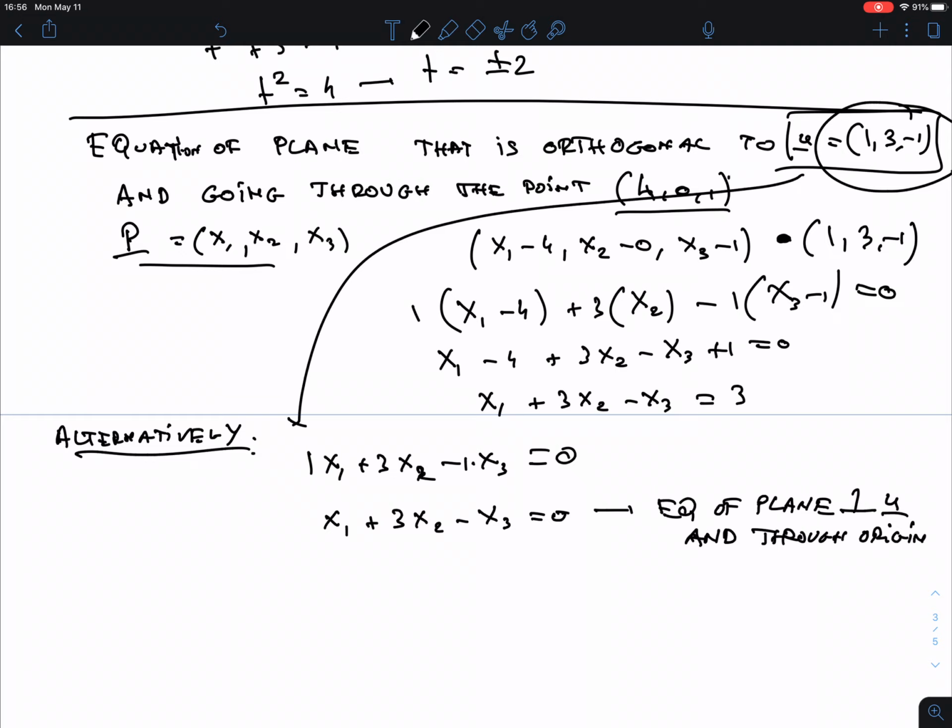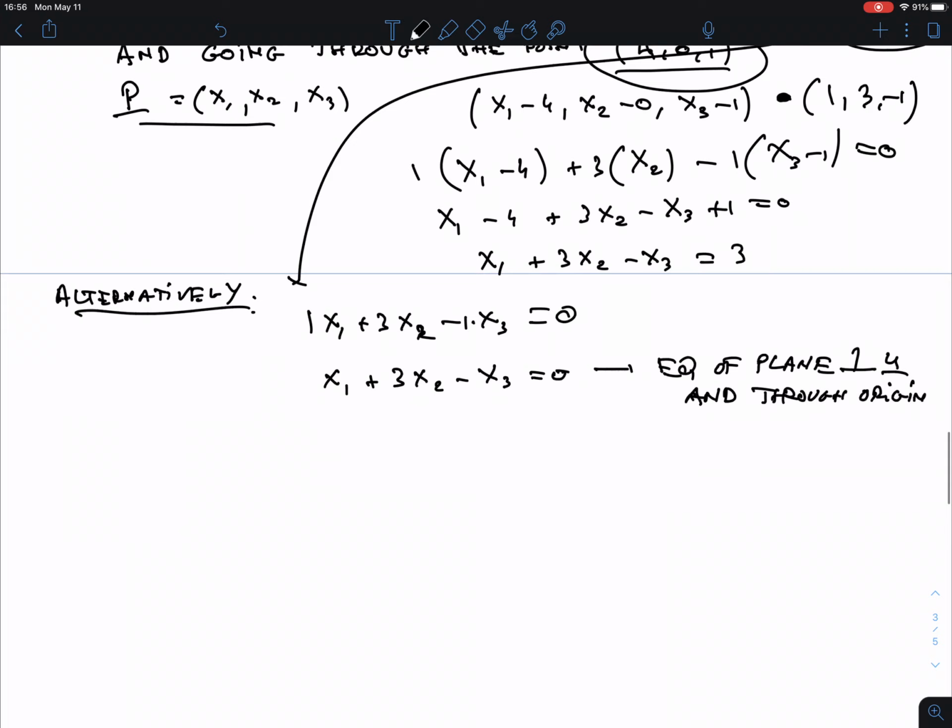Now that's not what we want. We want a plane that goes through this point. How do we do this? Well, if a plane is perpendicular to something, then any plane parallel to it is also perpendicular. Any other plane that is parallel is of the form x1 plus 3x2 minus x3 equals t for some t. For any t you get a plane parallel to the original plane, and these are exactly all the planes that are parallel to the original plane. So now we have to just find t such that the point 4, 0, 1 lies on it.